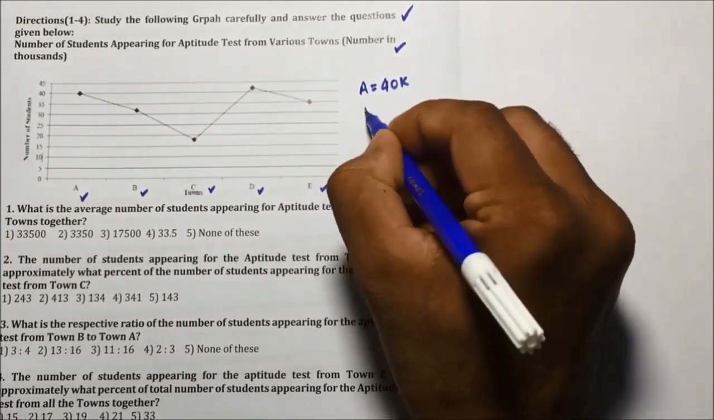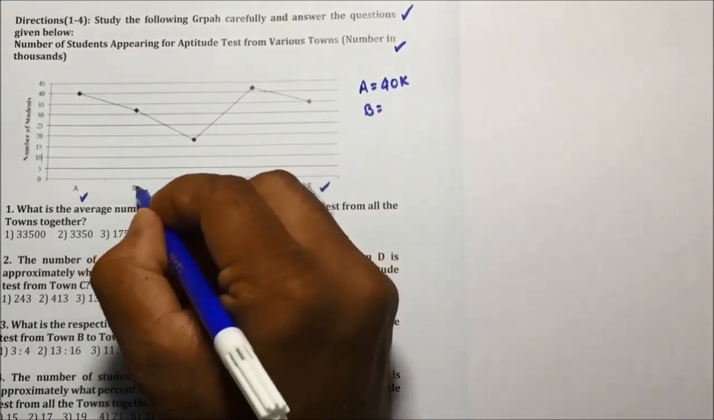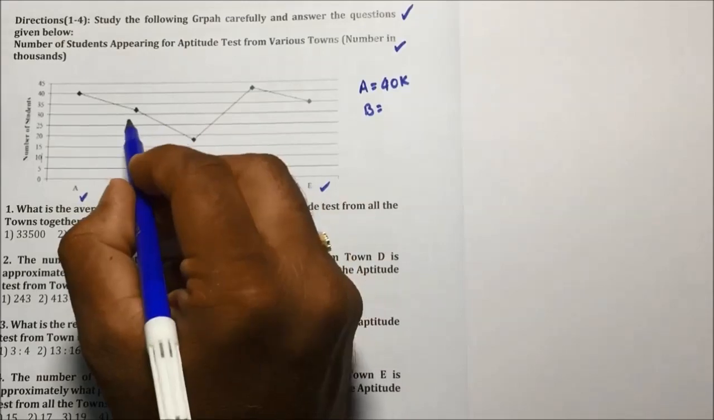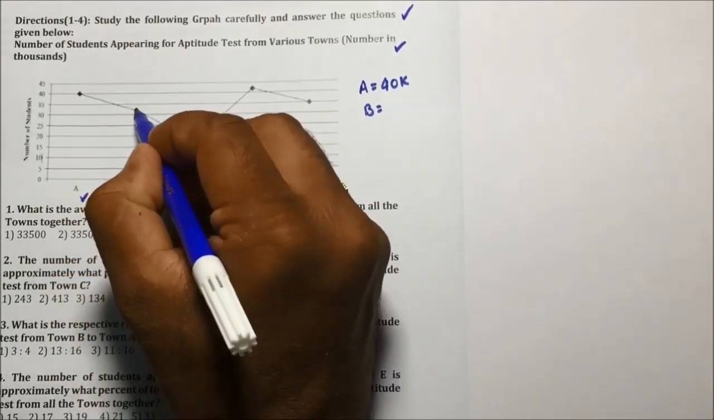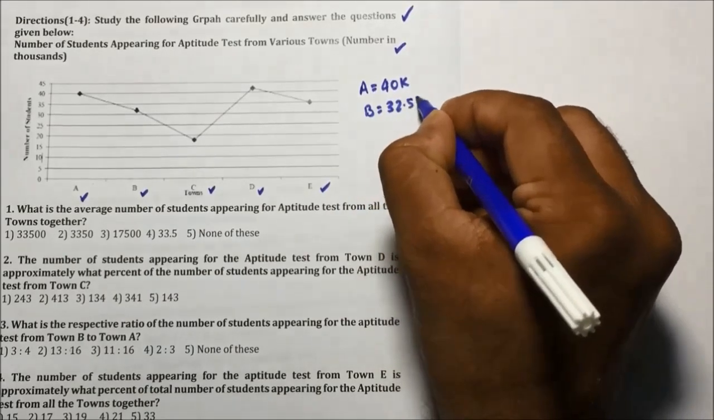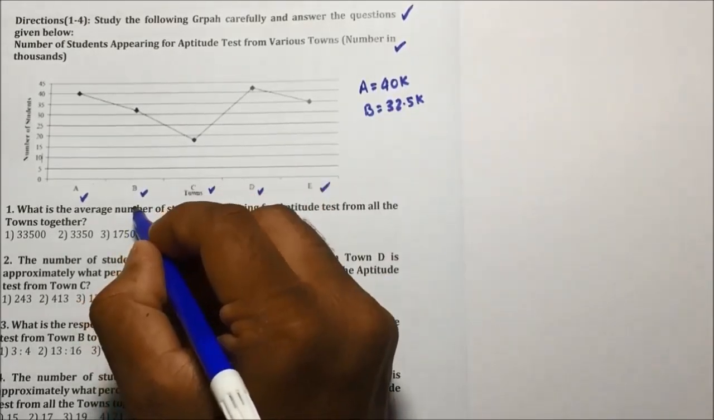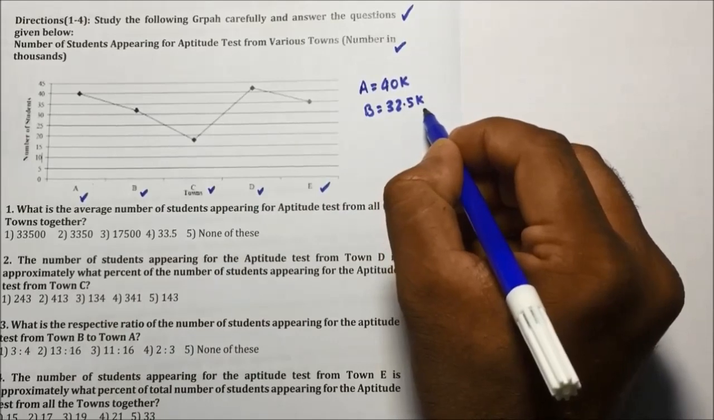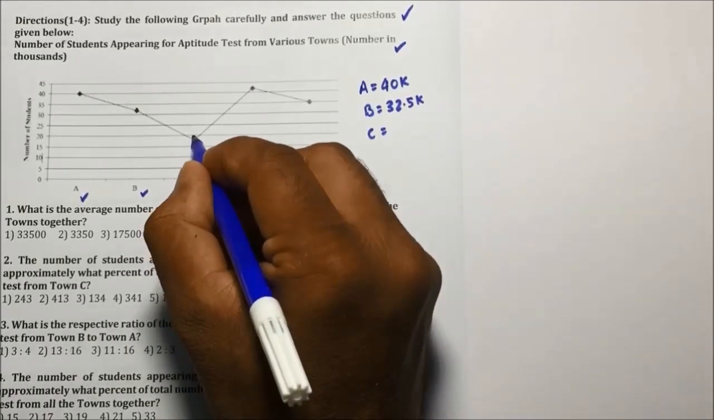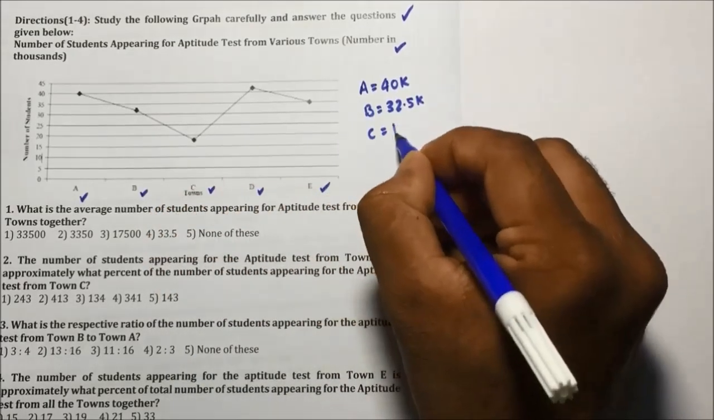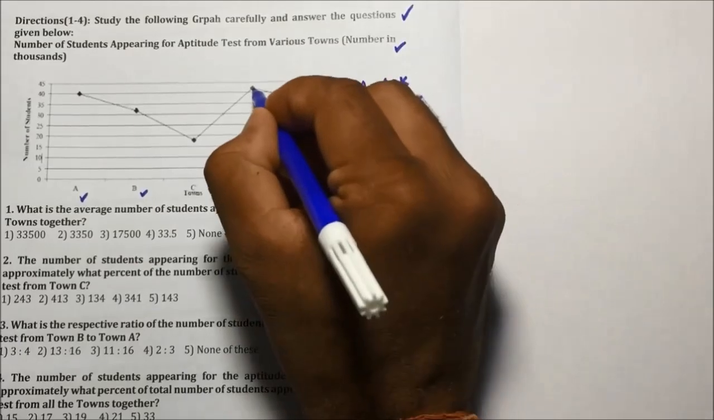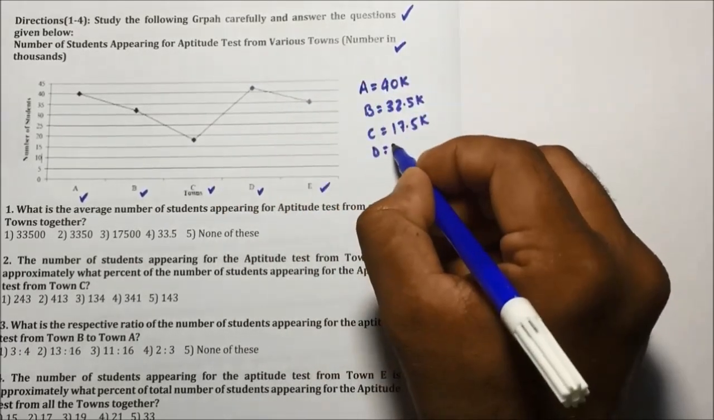If we talk about town B, how many students are appearing? This value is in between 30 and 35. Actually, if the diagram were a little bigger, this value would be in between 30 and 35. So the value of B will be 32.5k. From town B, 32.5 thousand students are appearing. From town C, again this point will be in between 15 and 20, so you can say 17.5k. From town D, again this point will be in between 40 and 45.